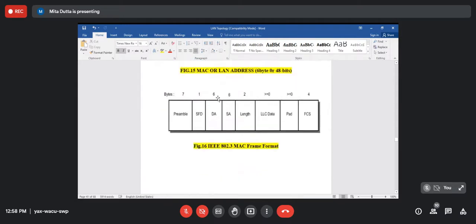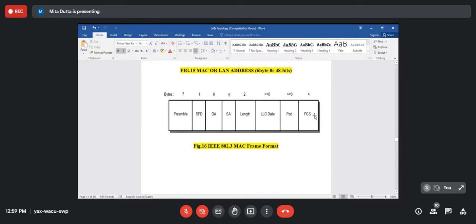Destination address, I have already told you, MAC on LAN has a 6 byte address. So this is 6 bytes, and the source address is also 6 bytes. And length is 2 bytes, which denotes the length of the LLC data plus pad. Now the LLC data is variable, but the maximum size of this data will be 1500 bytes, and the minimum will be 46 bytes. And then the frame check sequence is 4 bytes or 32 bits.